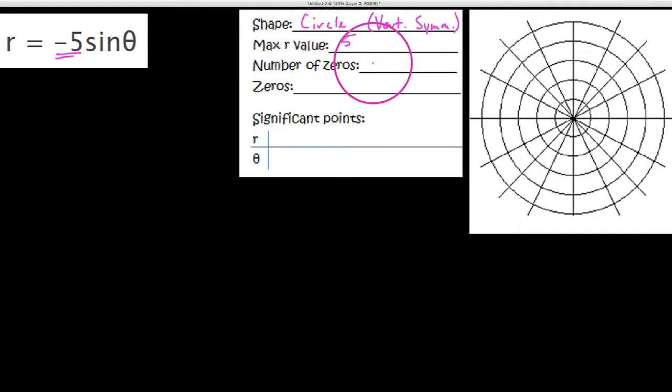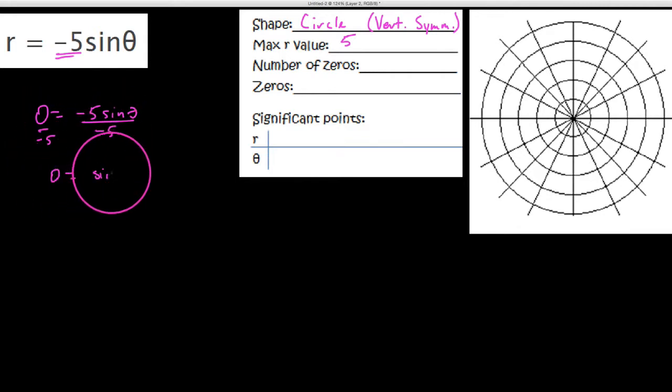Now the number of zeros. How do we find the zeros for a function here? What we want to do is set this equal to 0 and solve. We're going to use those as significant points. Let's set r equal to 0 and say -5 sine theta equals 0. First we divide both sides by -5, which doesn't affect the 0 on the left. What we're really asking is, would there ever be a time where sine is equal to 0?